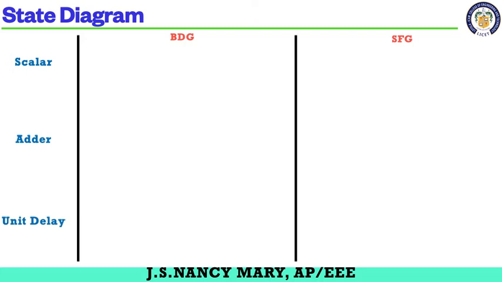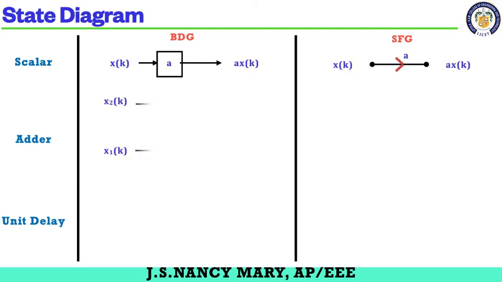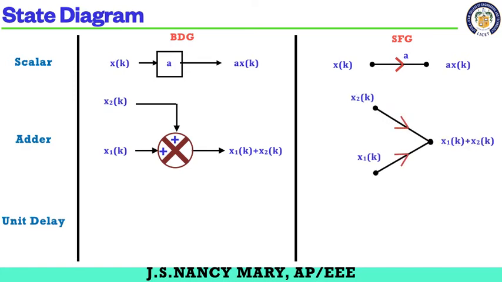So in the state diagram we have three elements, that is scalar, adder, unit delay. Scalar is nothing but a multiplication product. Adder is nothing but two input signals added together, which is represented in the block diagram and signal flow graph here. Unit delay is nothing but the Z transformation, that is Z inverse. So it is represented in this form. Before Z inverse, it is x of k plus 1. After that, it becomes x of k.